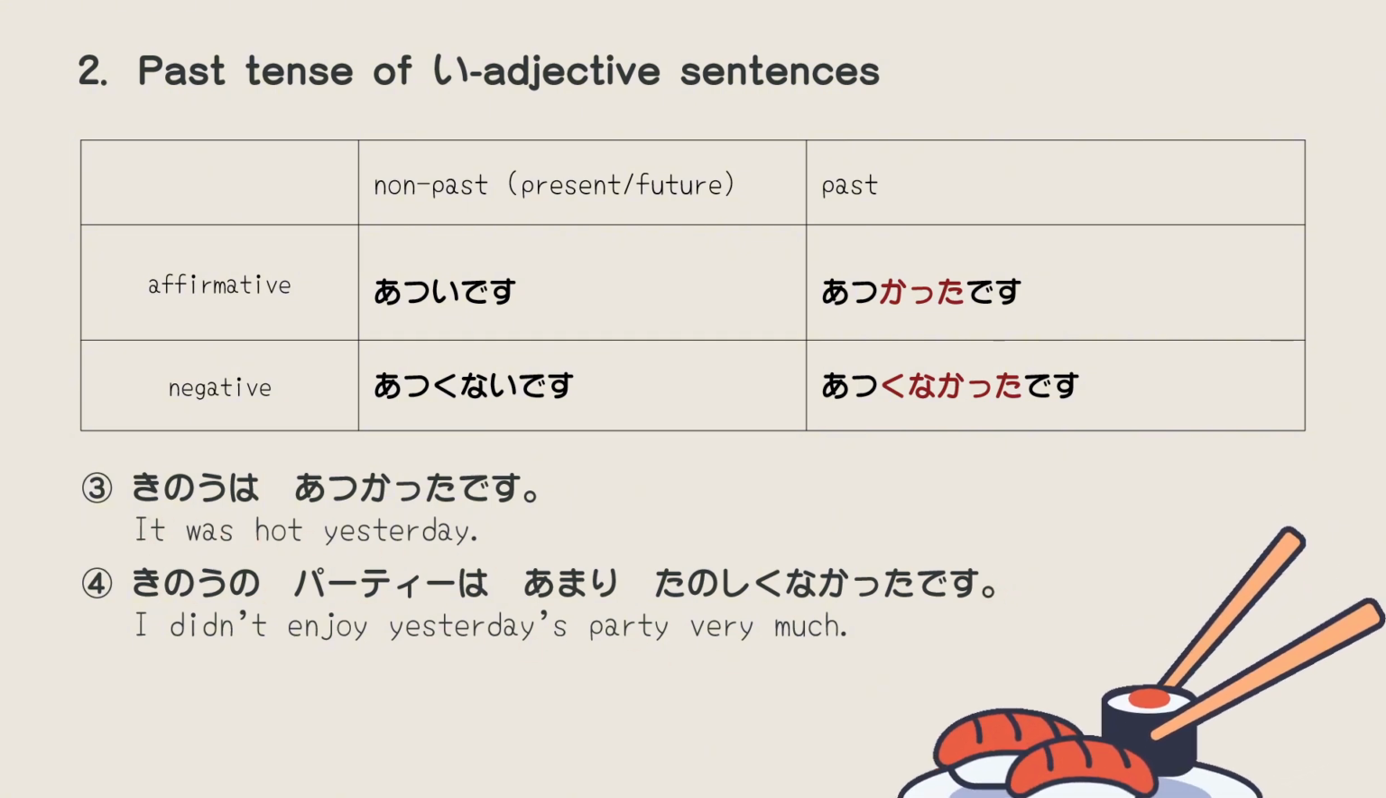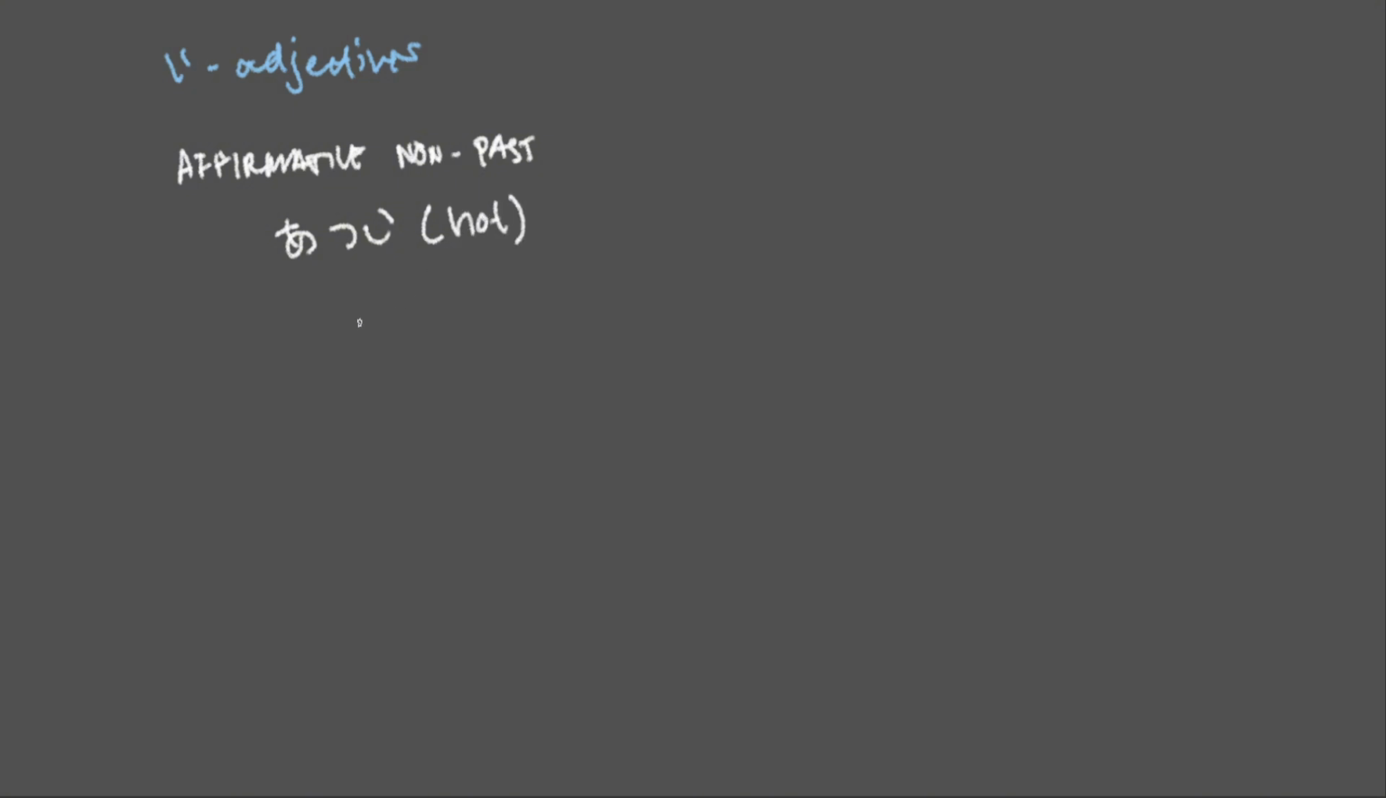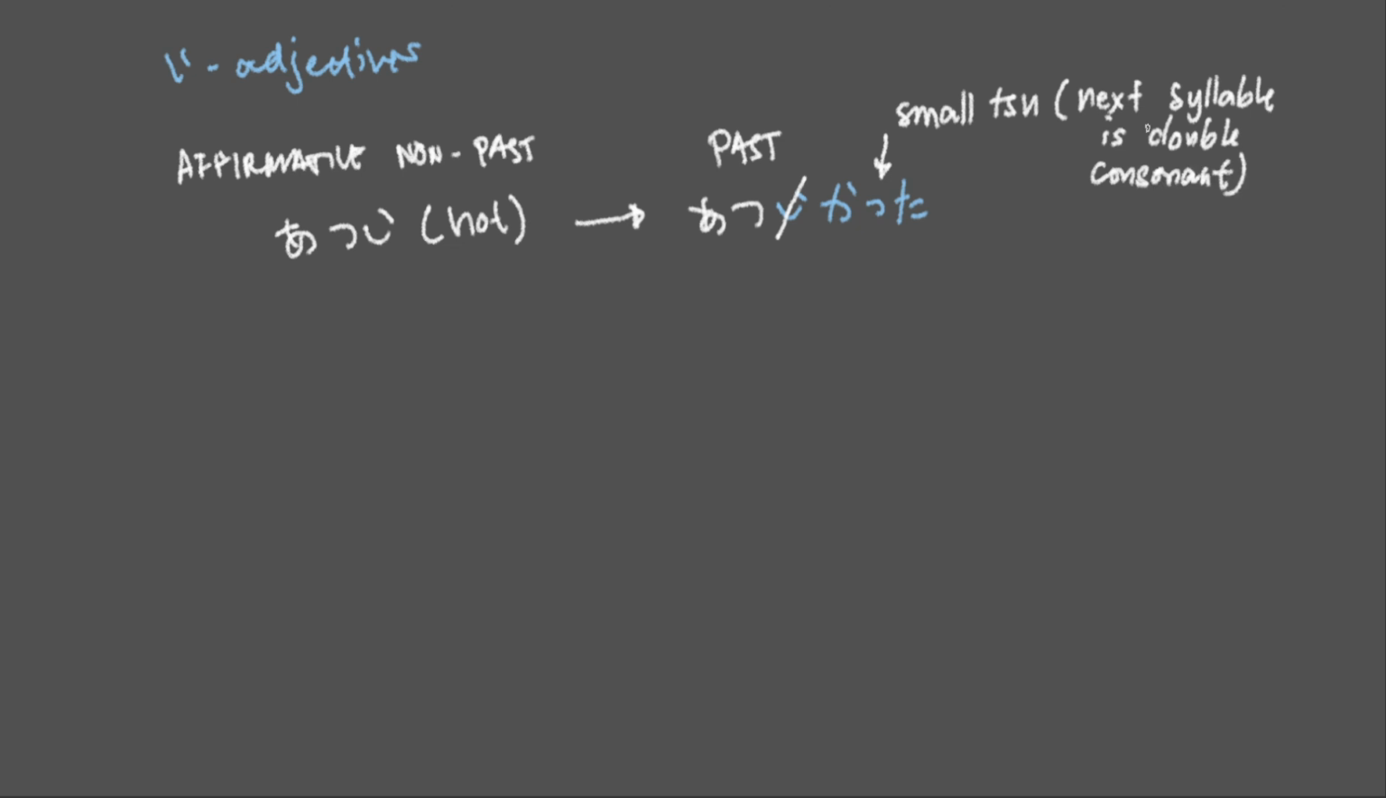Let me just summarize it really quickly. As we go here, we are going to talk about adjectives. As for our sample, we have affirmative, non-past: atsui, or hot. If you want to make it past, you basically remove this i and then you replace it with katta. Atsukatta. Again, this is a small tsu, which means the next syllable is a double consonant. What does that mean? It means that instead of atsukatsuta, this is not how you say it.